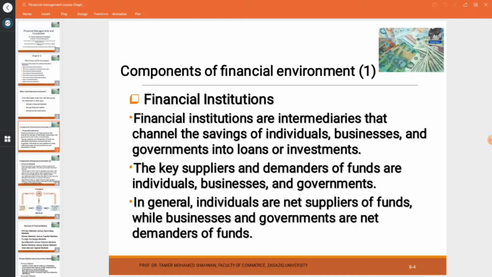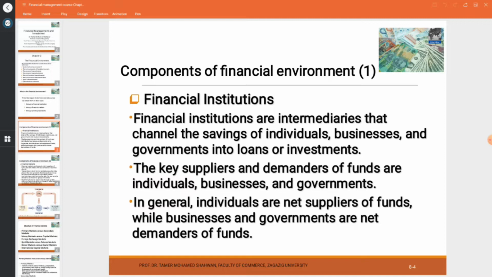Financial institutions can be considered as a certain type of intermediaries, intermediaries that channel the savings of individuals, businesses, and governments into loans or investments. In this relationship, we have two partners. The first one is the supplier of the fund, and the second one is the demander of the fund. If you look at any society or economy, you will have two partners. The first one is the suppliers, the second one is the demanders. The suppliers have a surplus of funds. The demanders have a shortage of funds.